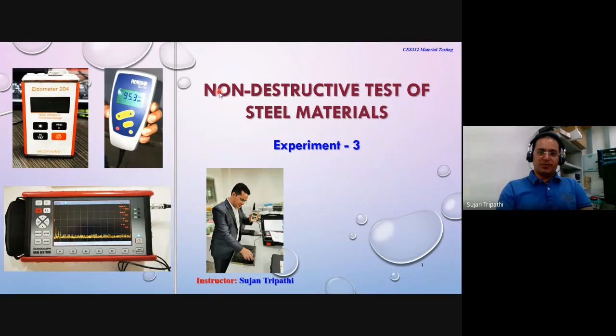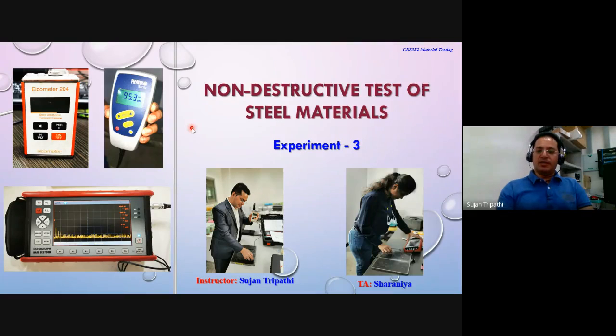Hello, everybody. Today, I'm going to present about the non-destructive test of steel materials. I'm the instructor of this class. My name is Susan Tripathi, and the chair of this class is Sarania. You can see the devices that we use in this experiment. Mainly, we are using 3 devices.